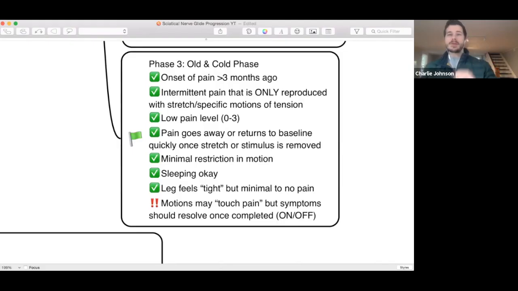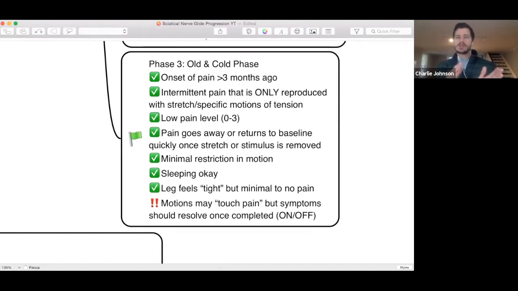Now, the third and final phase, this would be the chronic old and cold phase. This is an onset of pain generally 3 months or more. So, an older type of problem, things are usually simmering down because by 3 months, most sciatica will start to calm down or quiet down. There's intermittent pain that is only reproduced with stretch or specific motions of tension. So if you're standing there and you say, hey, I'm fine. But if I go to run and kick my leg out, or go to touch my toes, I feel it, it's there. It's not too bad.